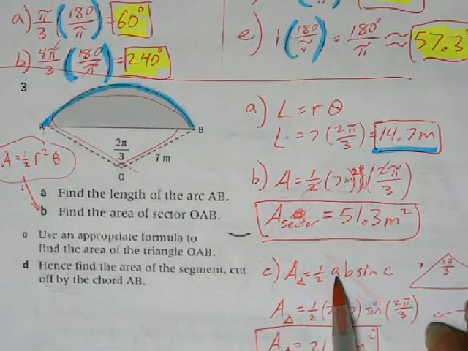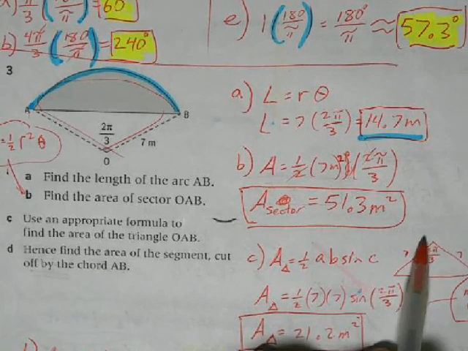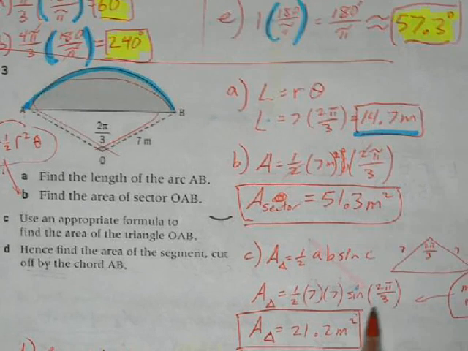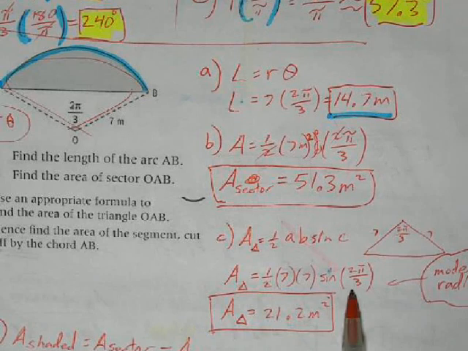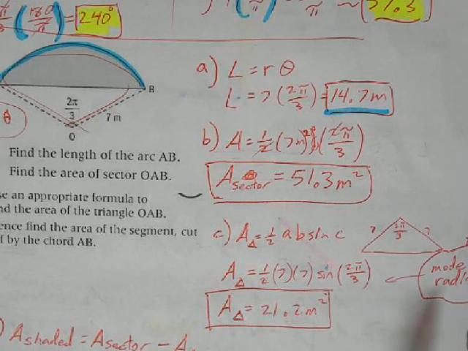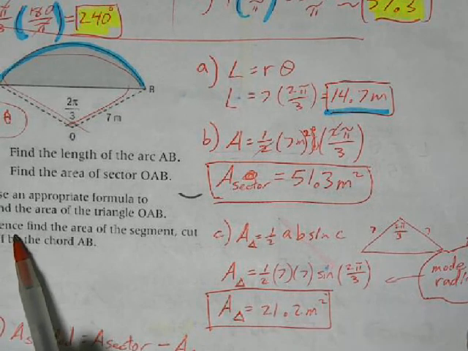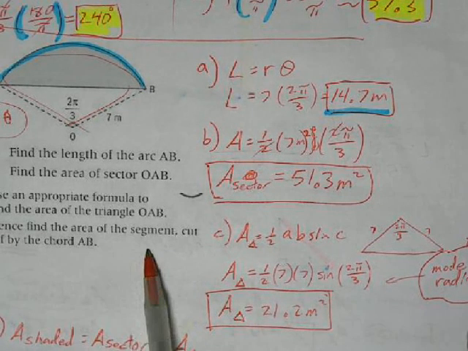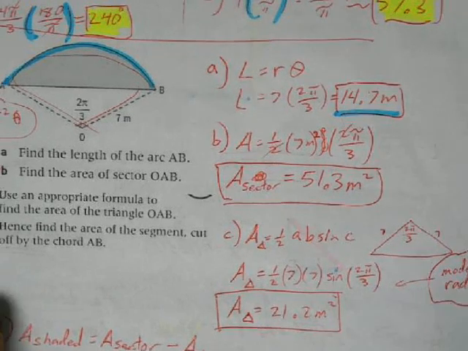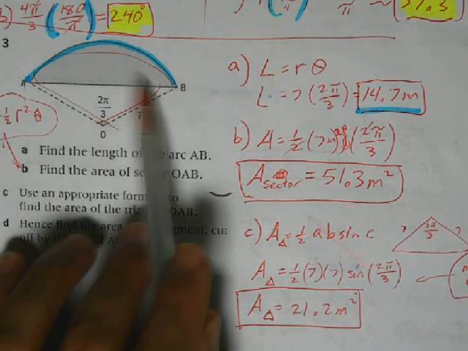So the area of the triangle is going to be 1/2 times 7 times 7 times sine of 2 pi over 3. Make sure you're in radian mode, and then you end up with 21.2. Now, hence find the area of the segment that's cut off by chord AB. So we want to find the area that's shaded here.